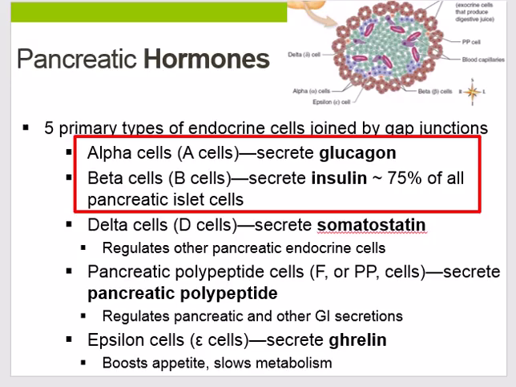So if you've not eaten in a while, your blood glucose levels decrease, and in response, glucagon will be released to help increase those glucose levels and help maintain homeostasis.